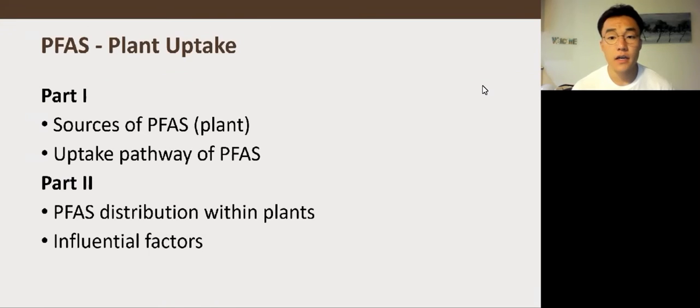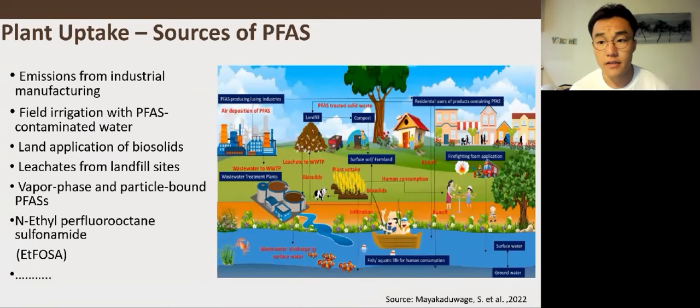Hi, I'm Tianqi. As Johnny said, PFAS is widely used in various industrial products and household items due to its excellent chemical and thermal stability. Therefore, I would like to introduce the sources of PFAS in plants and the uptake pathway in plants. There are several sources contributing to the accumulation of PFAS in plants. First, emissions from industrial manufacture can contaminate the surrounding soil, water, air, and consequently plants. This is the main source of PFAS contamination.